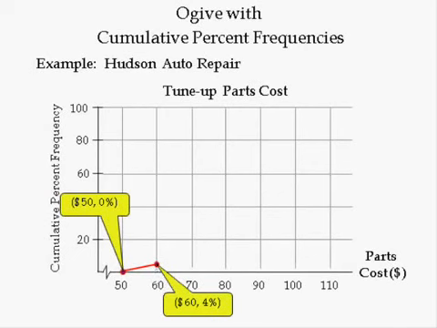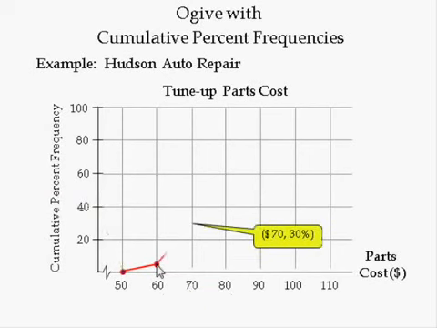We can also say that the percent of invoices with parts costing less than $50 is 0%. So this ogive starts at $50 and 0%. Then travels to the point $60 and 4%. The ogive next travels to point $70 and 30%. Because the percent of invoices with parts costing at most 69 or less than 70 is 30%.